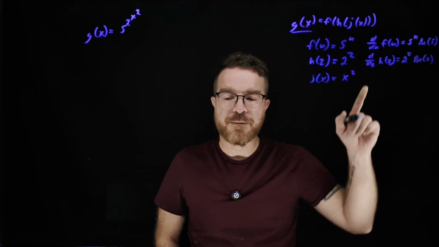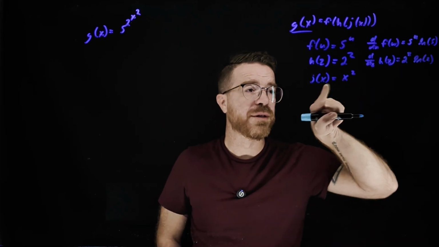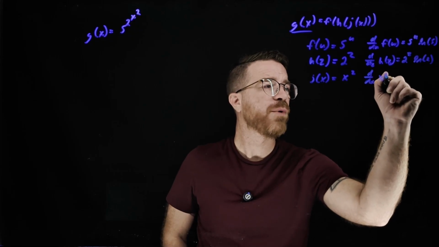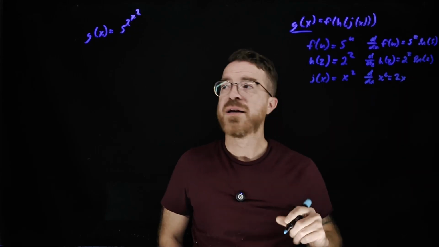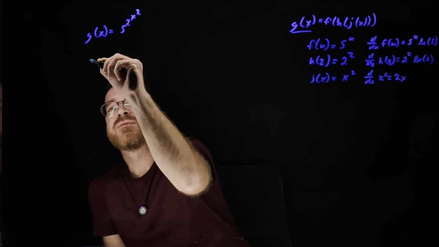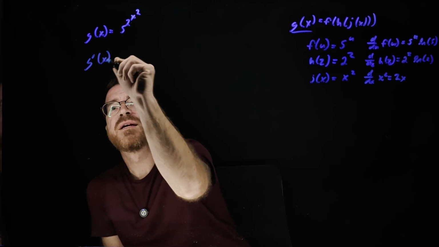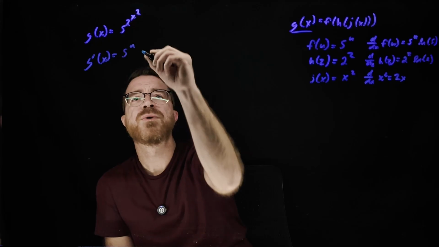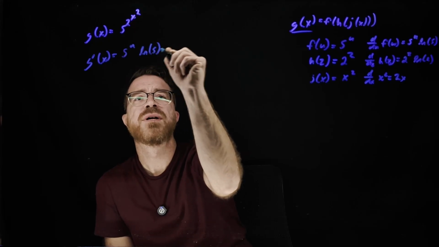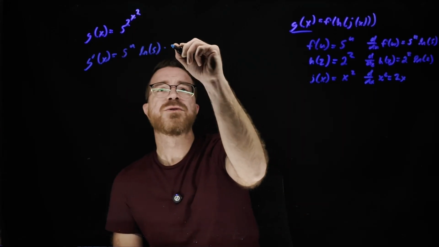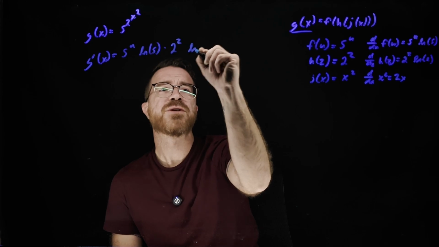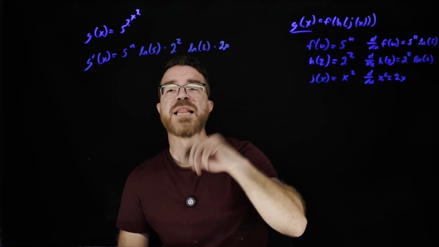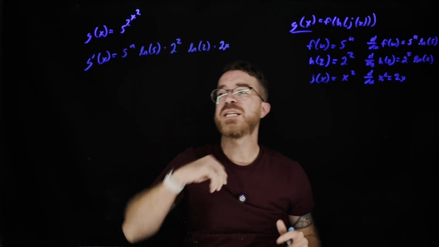And then we are going to have the derivative d/dx of x squared, which will just be 2x. So this means that when we take our derivative, g prime of x, it is going to equal 5^u natural log of 5 times 2^z natural log of 2 times 2x. And then we just plug our u and our z back in.